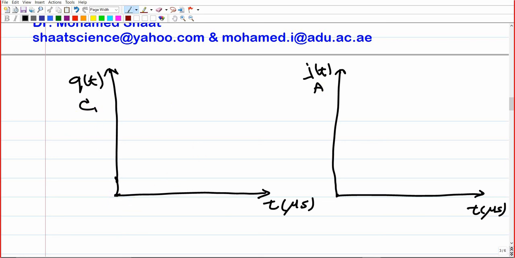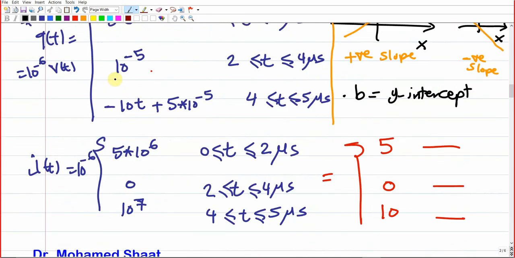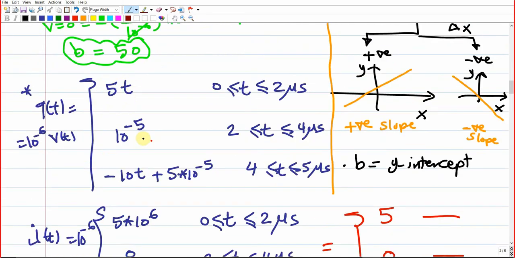We're going to break down this time period into four points, 0, 2, 4, and 5, as already given in the voltage graph. Make sense? So your objective is just to plug in these values. Substitute once t equals 0, t equals 2, t equals 4, t equals 5 into this data. For Q, when t equals 0, I have three equations. Which one should I substitute in for t equals 0?